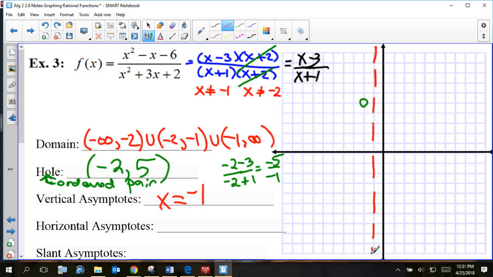All right. Next, horizontal asymptotes. Actually, starting from here down, you're really just using the simplified version. So we're using x minus 3 over x plus 1. The x plus 1 gives us that x equals negative 1. So horizontal asymptotes, what do we have? Y equals 1. We're putting 1x over 1x, 1 over 1.